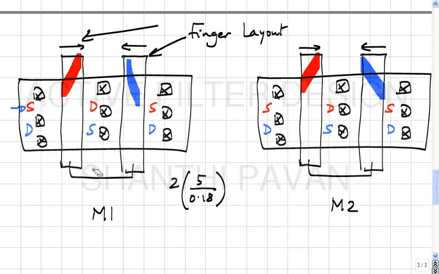Which makes sense, red or blue? Source, drain, source, or drain, source, drain? Source, drain, source, because anyway we are not really interested in the source of this transistor, correct? Because that's not appearing in the signal path. We are only interested in the drain, correct? And we want the drain capacitance to be as small as possible.